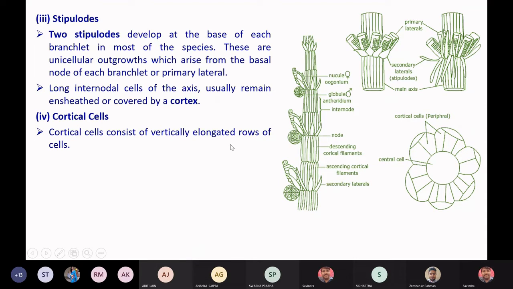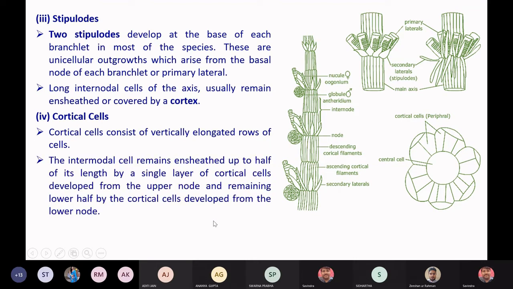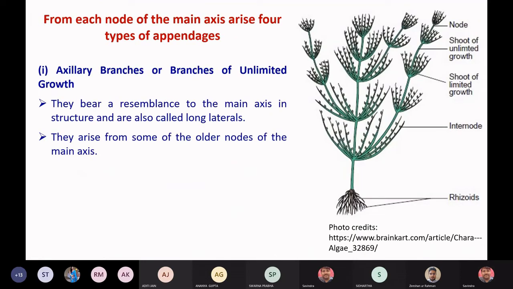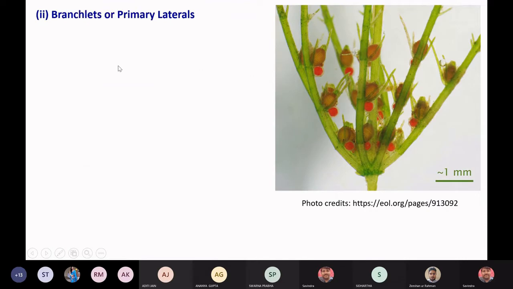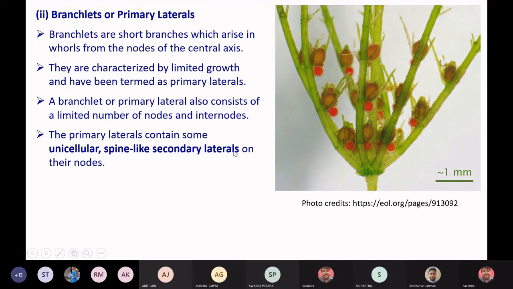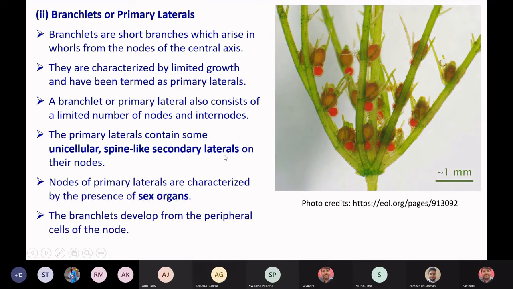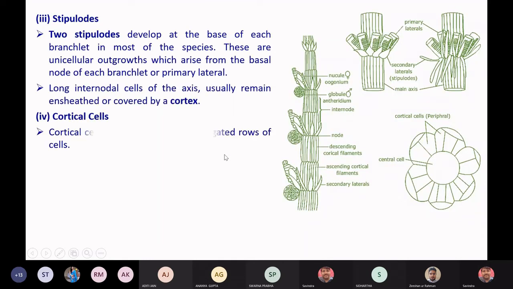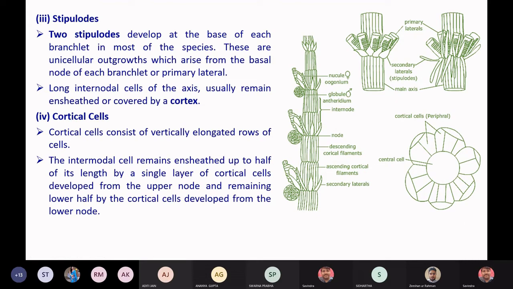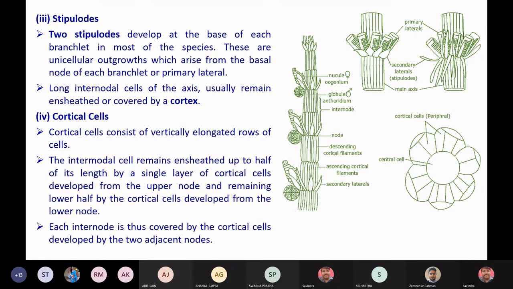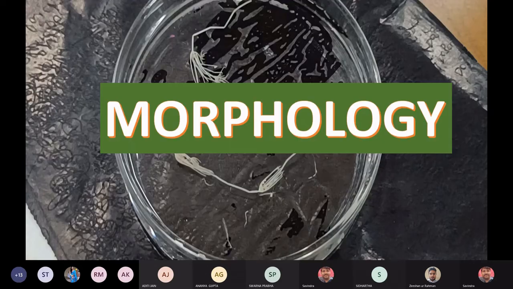कॉर्टिकल सेल्स के बारे में हम डिस्कस पहले ही कर चुके हैं. They are vertically elongated cells, ये लंबी लंबी एक एक सेल्स होती हैं. So you can see there are total 4. One is the auxiliary branch or the branch of unlimited growth. The second was the branchlet or the primary laterals, and the third is the secondary laterals, and the fourth is the cortical cells. So this is all about the morphology of this.